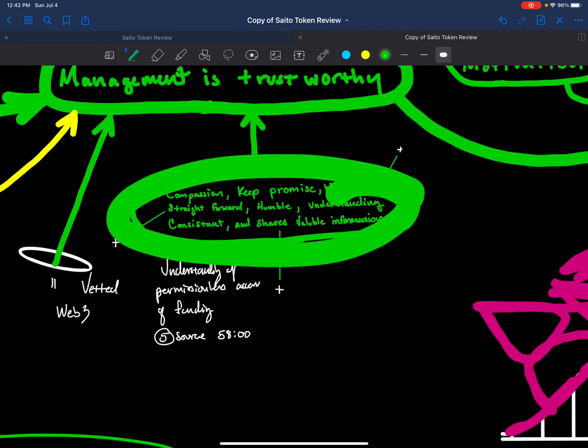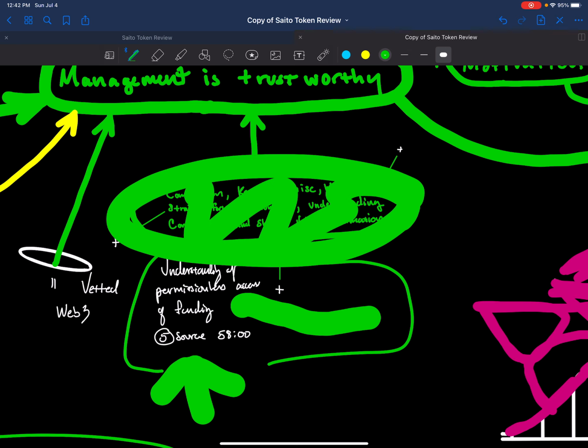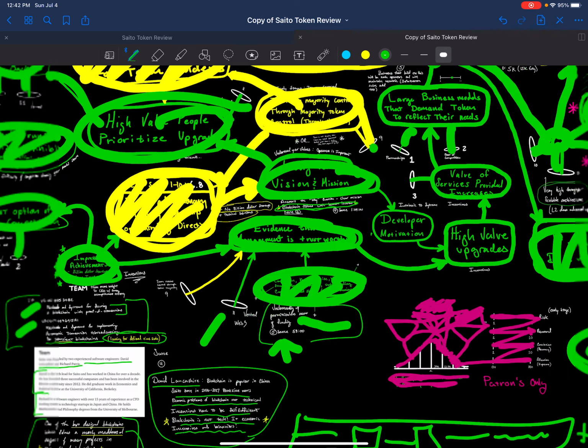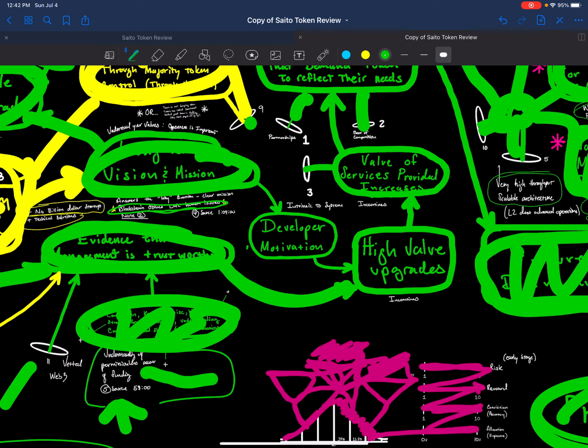They understand permissionless access of funding. I like how they're starting this project off permissionless. They're not going to a bunch of rich people and saying, why don't you fund us and get tokens for super cheap? No, they're going to the community and they're trying to build the community from the ground up. That's powerful. They understand that. That gives them credit as well. They are vetted by Web3. The Web3 Foundation has vetted them, so the team has some evidence that they're trustworthy, and having those technical solutions also proves it as well.